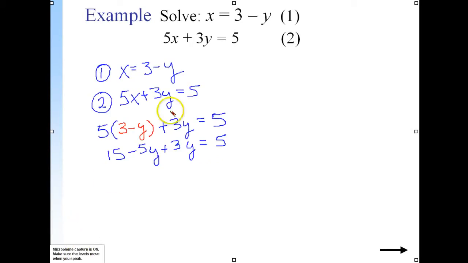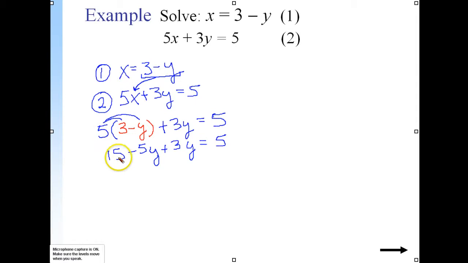Okay, so I've set up equation 1, equation 2. Now notice in equation 1, we've solved for x. So there's what x has a value of. In our second equation, we're going to take this value of x and substitute it. So instead of an x, I'm going to put this value. And then I distribute.